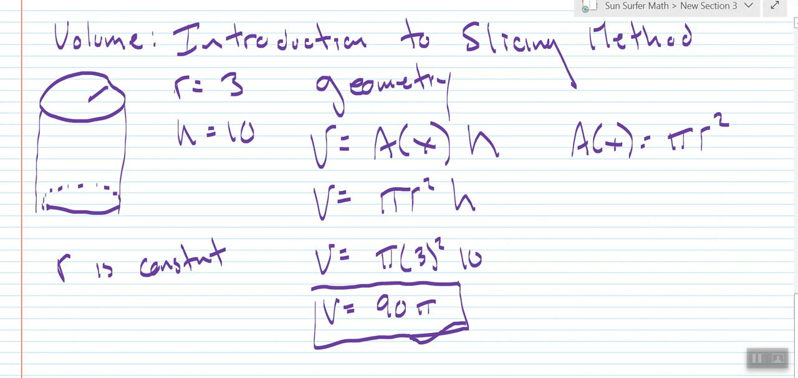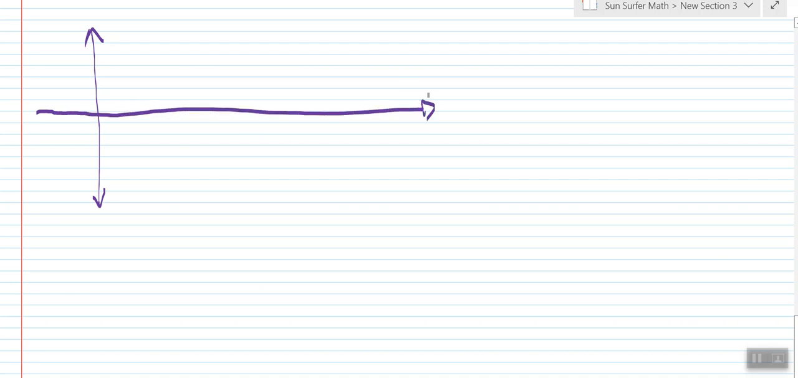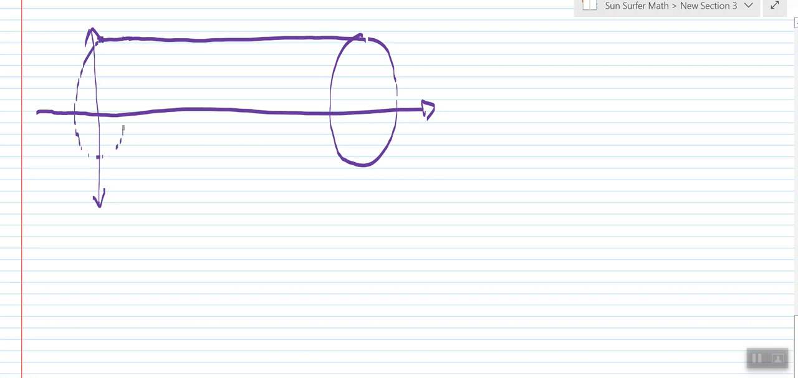So to introduce the idea of slicing, let's take a look at this from another perspective. Let's take and lie the can along the x-axis. Here's the y-axis. And here is our x-axis. And let's take and make it look kind of like a can lying along the x-axis from here. It's going to start right at the origin. It's going to start right there. All right. As you can tell, my artistic skills are overwhelming.